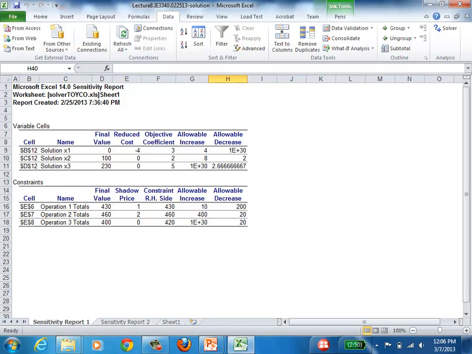If I tell you, should I decrease my operating hours for operation 1 to 400 minutes, I'm sorry, these are minutes. Should I reduce to 400 and would the solution stay the same, the same optimal? How would you answer? If I change this number to 400, would that keep my optimal solution the same? Yes, because you can decrease this by 200. Okay, so those are the type of questions.